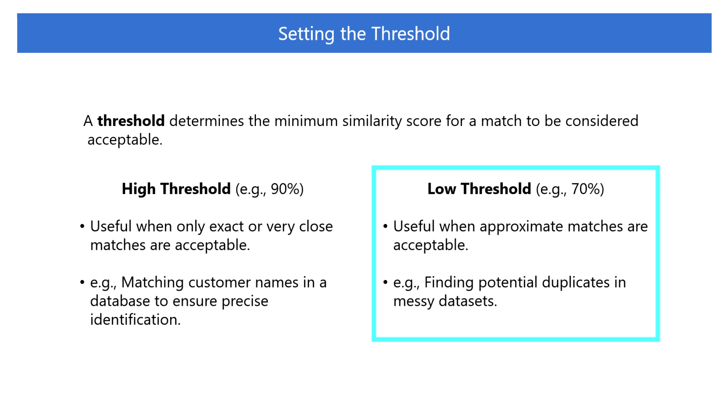A low threshold, such as 70%, is useful when approximate matches are acceptable. For example, a low threshold is useful when we want to find potential duplicates in messy datasets.